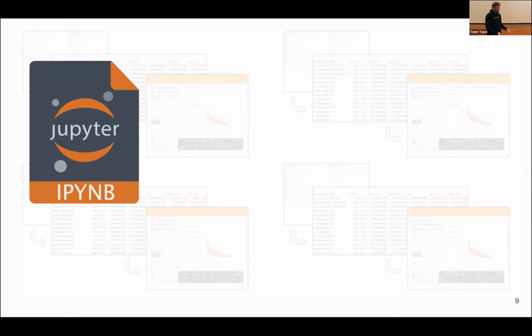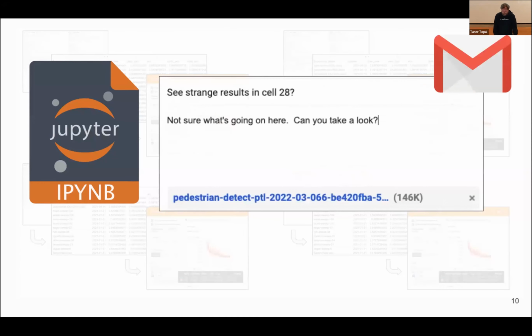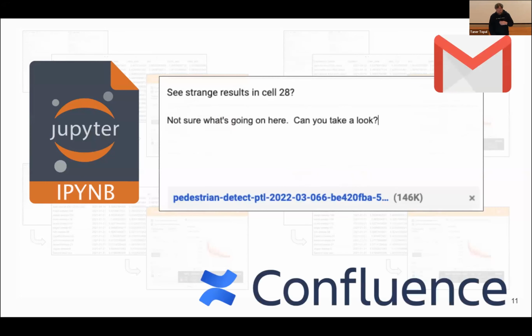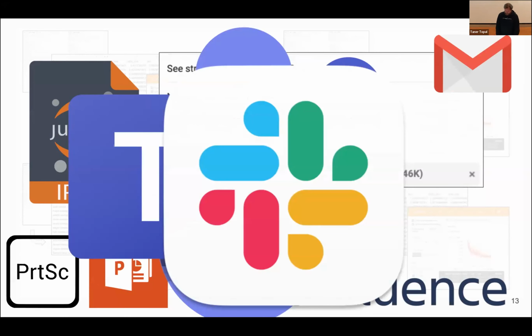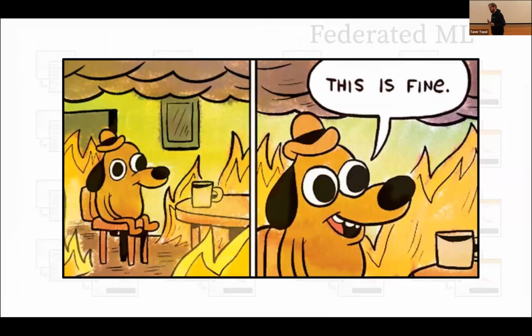How do you communicate the results? So maybe you have a Jupyter notebook. Maybe you send an email saying, hey, look at this strange result in cell 28. Maybe you post it on Confluence. Maybe you take, I see this often, a screenshot and put it in PowerPoint and send that. Now you have a static image. Maybe you send it on Teams. Maybe you send it on Slack. I don't know, there are just so many moving parts here. And I think this sums up a lot of machine learning workflows we see today. It's not fine.